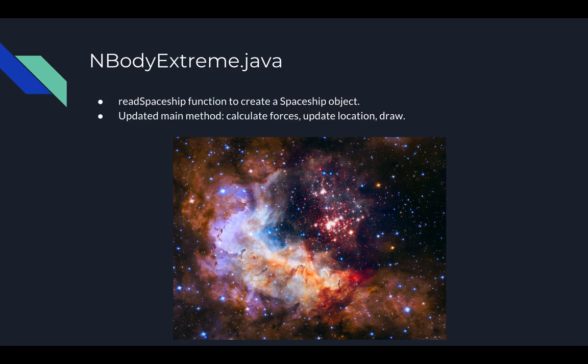The NBodyExtreme.java class differs from the NBody.java class by having a read spaceship function that creates a spaceship object from the data file, as well as an updated main method which includes calculating all the forces corresponding to the spaceship, meaning the force which the Sun and the planets apply on the spaceship, as well as the force which the spaceship applies on the planets. The main method also updates the location of the spaceship and draws the spaceship.